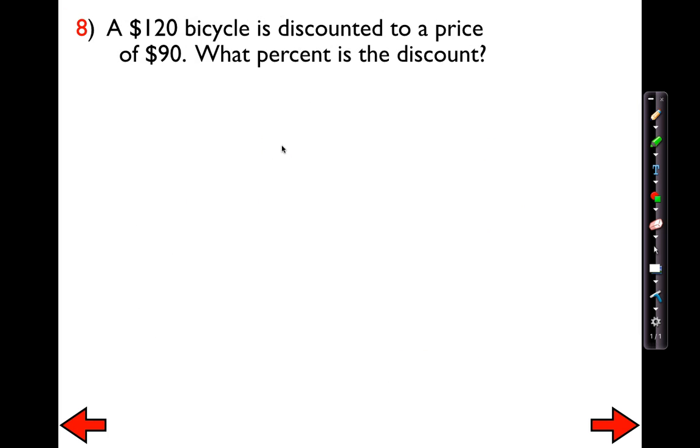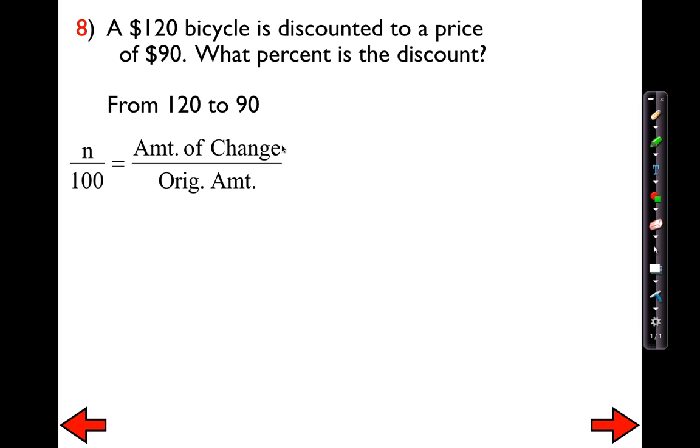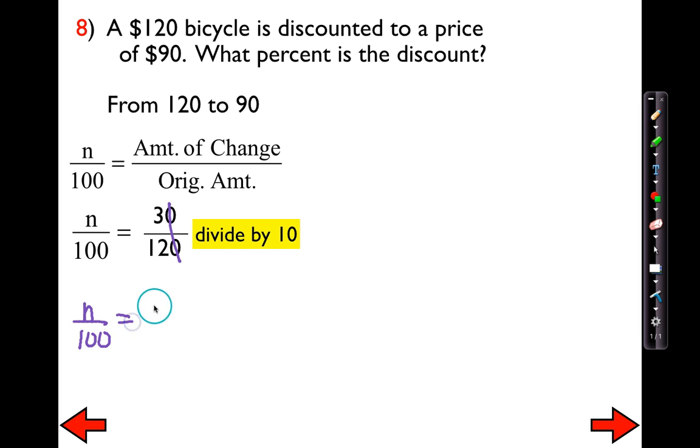Go ahead and pause the video and try number 8 by yourself. Number 8, I'm going to quickly go over it. It's talking about a bicycle that's been discounted to a price of $90. What's the percent of discount? From 120 to 90, to set up a proportion, the amount of change was 30, and the original amount is 120. You can divide by 10 to cross cancel, but I notice 3 and 12 can be further reduced. You can divide by 3, which gives me 1/4. What's nice is I can see immediately how 4 became 100. You're multiplying by 25. So if I do the same thing here, I get n equals 25. So this is a 25% decrease.